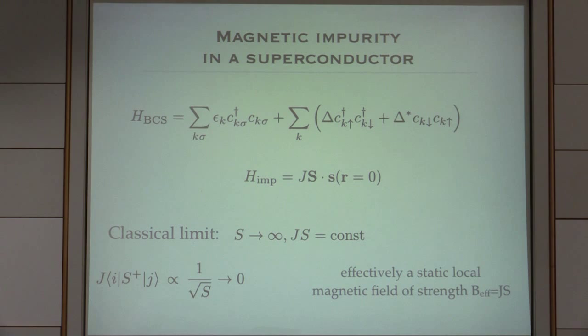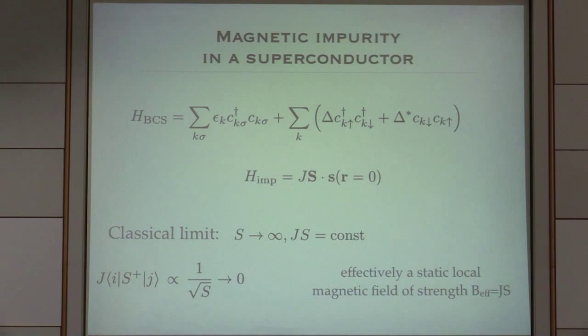So the simplest model to describe a magnetic impurity inside a superconductor is starting with a simple BCS type Hamiltonian, which is a mean field quadratic Hamiltonian. And then to describe the impurity, we take a quantum mechanical spin operator, which I denote by uppercase S, and it couples to a local spin density of the conduction band electrons, let's say at some point of the system.